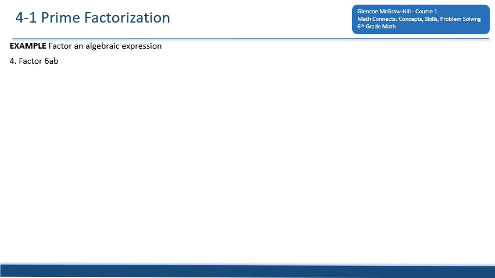Factor an algebraic expression. So factor 6ab. If we have 6ab, we'll factor that 6 times ab. Then we'll factor 6 to be 2 times 3. And we'll factor ab to be a times b. So our factorization of 6ab is 2 times 3 times a times b.